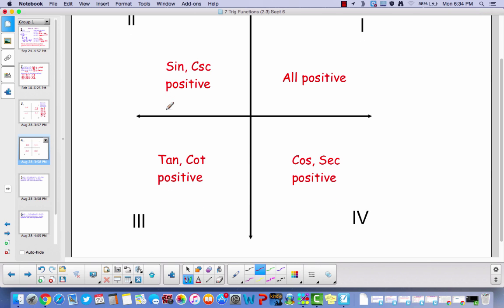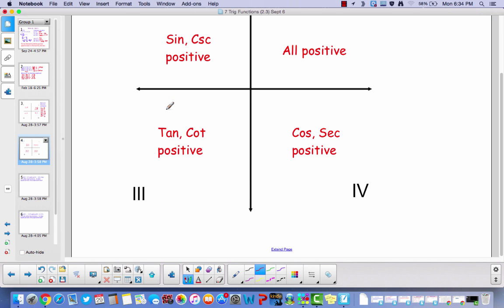Everything else involves x. In the third quadrant, tangent and cotangent are both positive, because tangent and cotangent are x over y or y over x. x and y are both negative here, so negative divided by negative is a positive. Cosine and secant are the only two that are positive in this one, because our x is positive, so x over r or r over x is the only thing that's positive.